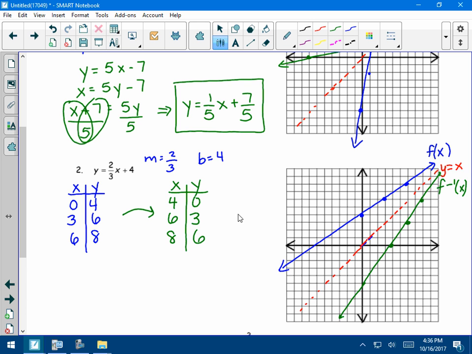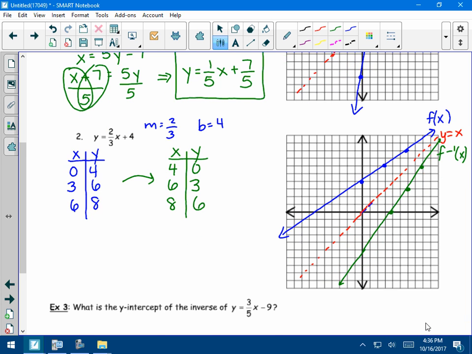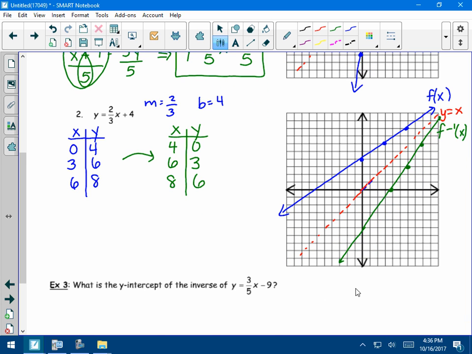Remember, anytime you've got more than one graph, you've got a label. So I've got all these labels here. And then find an equation for the inverse.